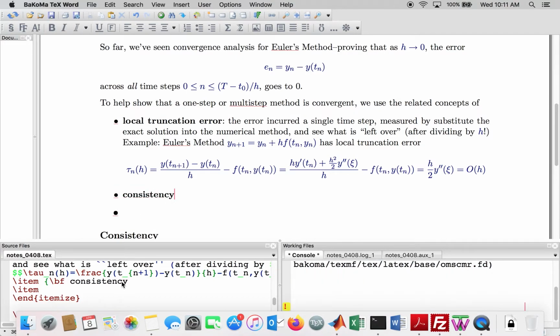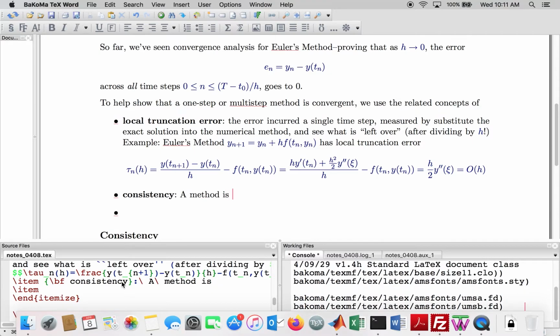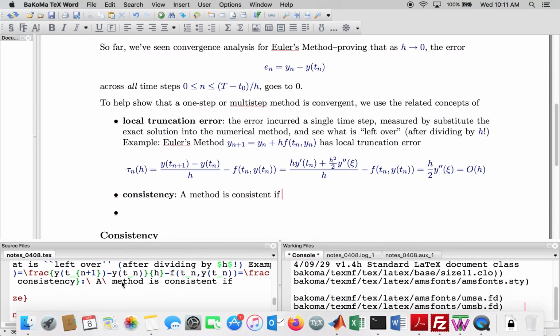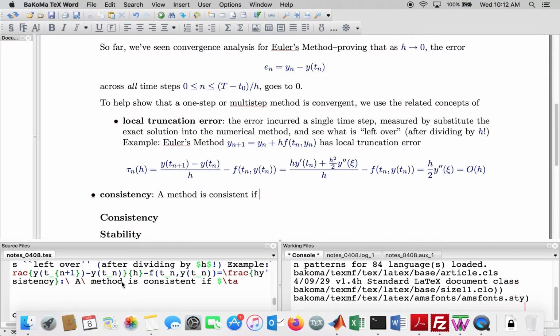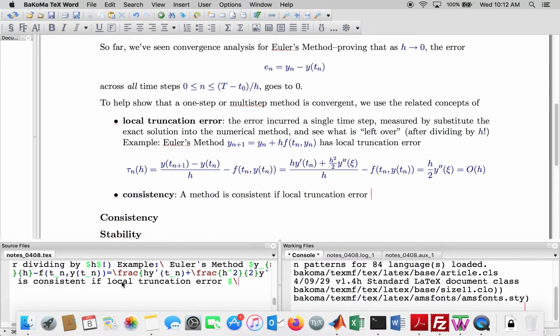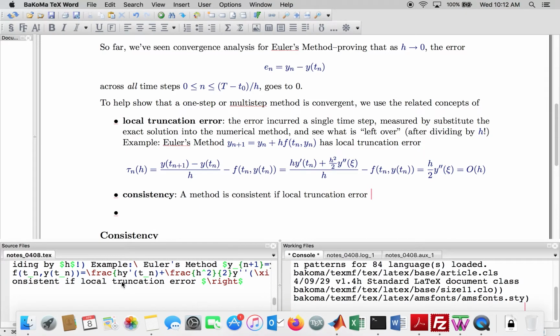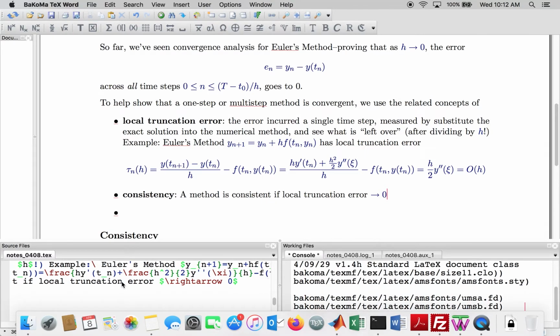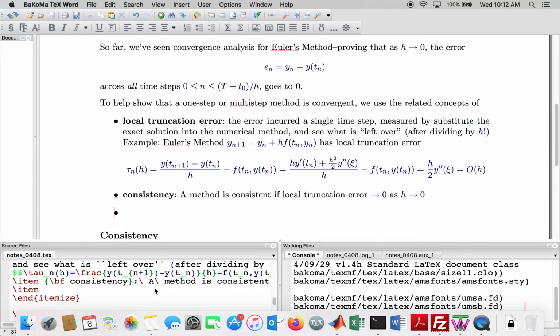So once you have local truncation error, you have consistency. So a method is consistent if the local truncation error goes to 0 as h goes to 0. Okay. So very simple. And so we see here, if we have any positive power of h in the error, then the method is going to be consistent. And certainly the method needs to be consistent if it's to be useful at all.